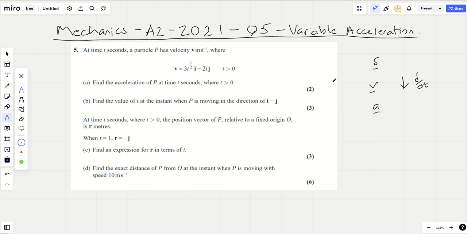Differentiation goes down, integrate goes up one. If you remind yourself about that, that's pretty much the whole of the question.